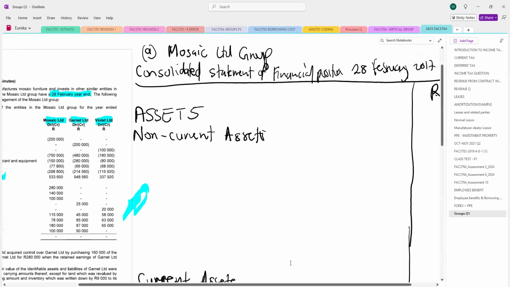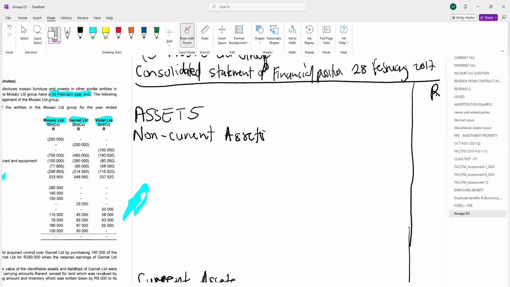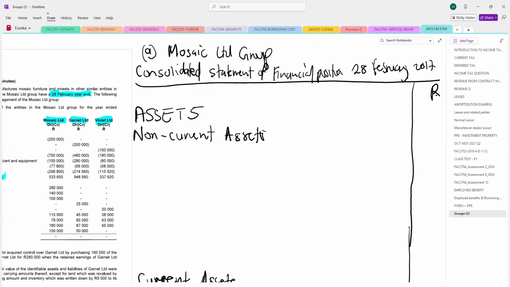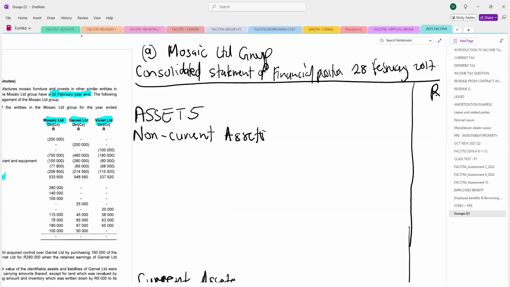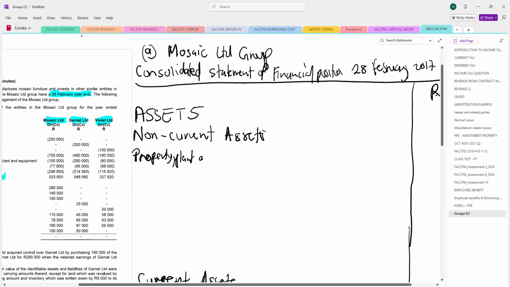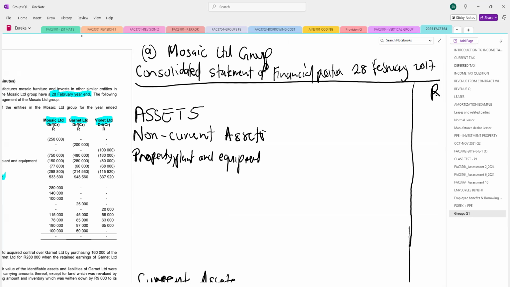So before reading the information and understanding the investments, the forms of investment that I have, I can tell that I've got my property, plant, and equipment. So I've got PPE, property, plant, and equipment. Okay, that I know for sure, that I have.